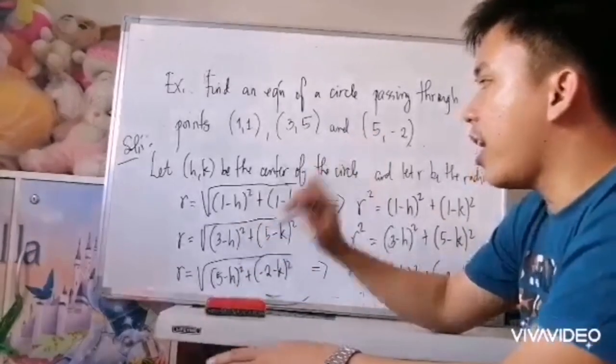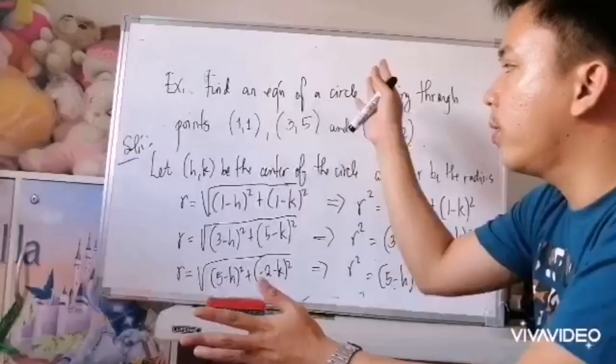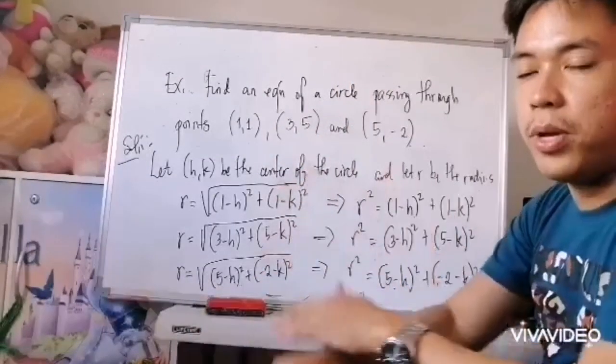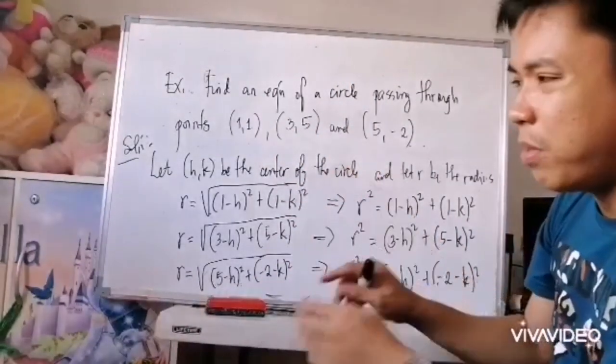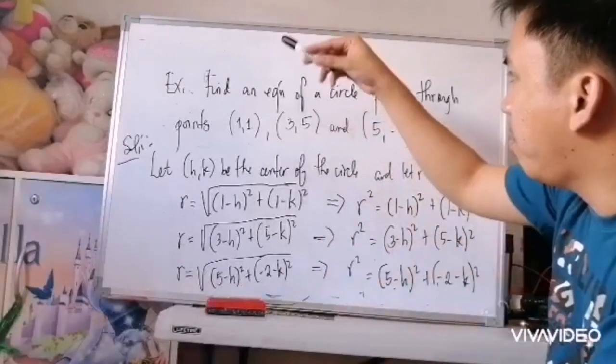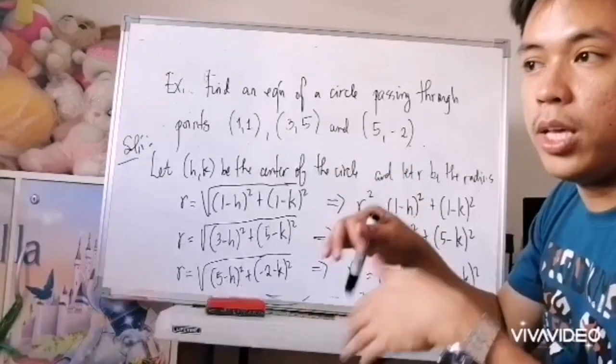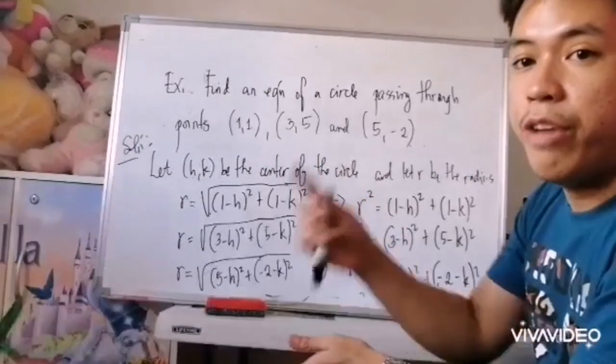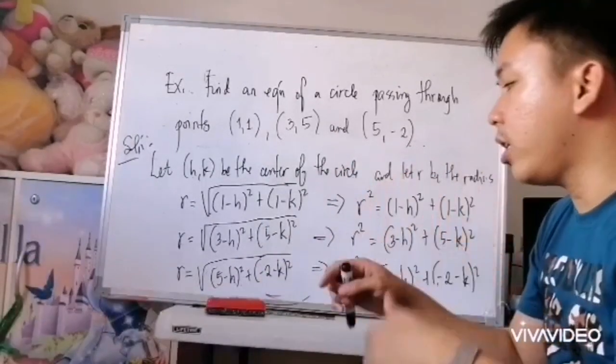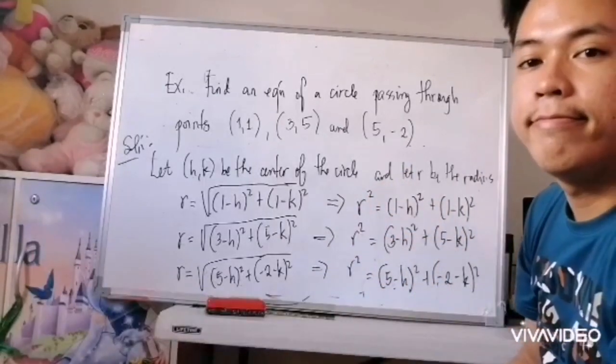Once you get (h, k), you get the distance from (h, k) to any point here, and you'll get the radius. I'm not going to show you this one because it's too long a manipulation and my board is just small. But trust me, this is just basic algebraic manipulation. If you have a question, you can message me on how to get this one.